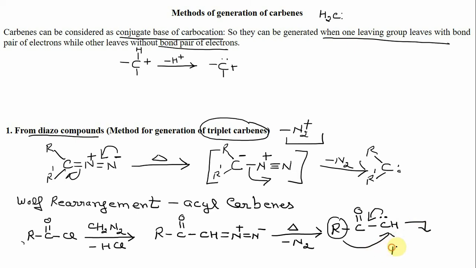I have less space over here. So this will give you the CH double bond C double bond O ketene, which we finally treat with water. Upon hydrolysis, in the presence of water, this ketene becomes acid. So this gives the RCH2COOH. This whole reaction is known as Wolff rearrangement and it involves the formation of acyl carbenes as intermediates.